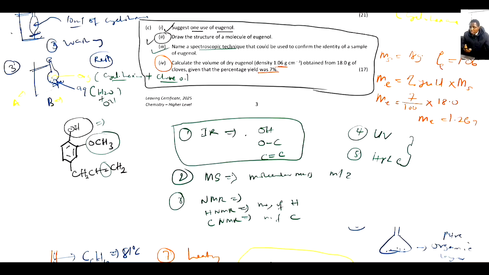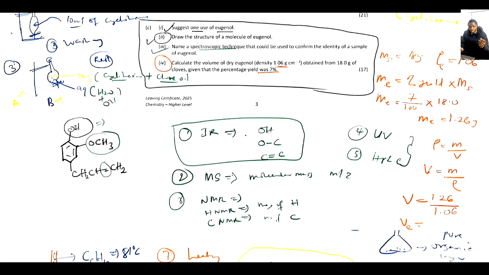But we are asked to calculate the volume of eugenol from the density. Density is mass over volume. So to get your volume, volume equals mass over density, by making the volume the subject of the formula. What's your mass? 1.26. What's your density? It has been given in the question: 1.06. So your volume of dry eugenol will be 1.26 divided by 1.06.